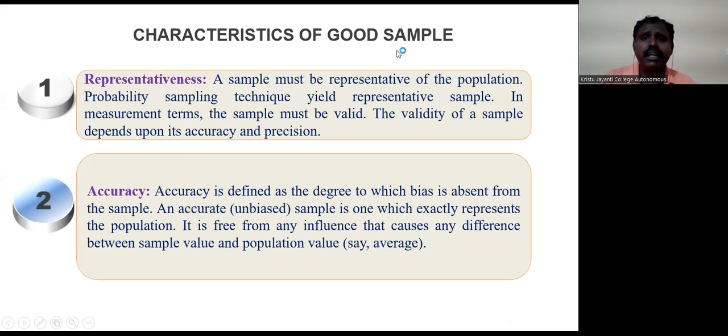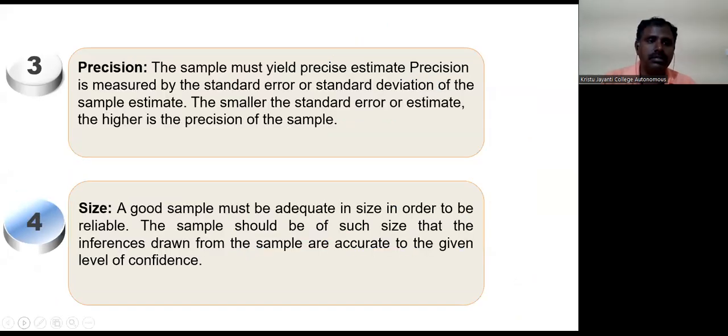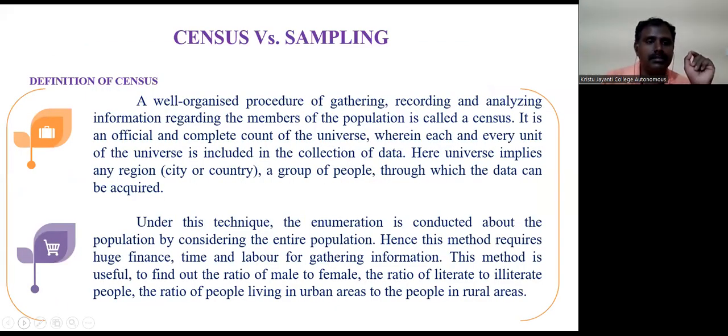So what are the various characteristics of good sampling? First one, it should be representative. That means the sample must be representative of the population. Here the probability sampling technique yields a representative sample. Then accuracy. Accuracy is defined as the degree to which there is no bias from the sample. And it should have precision, meaning the size of the sample should be good enough.